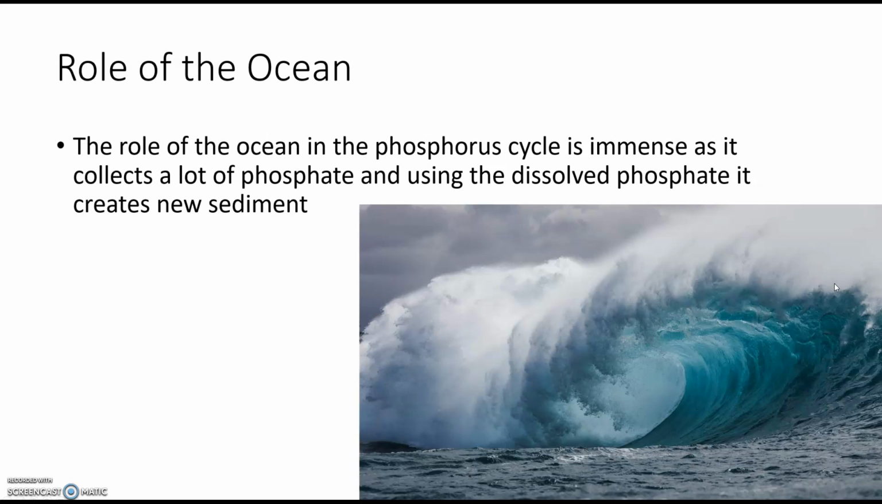And the role of the ocean is huge. The role of the ocean in the phosphorus cycle is immense, as it collects a lot of phosphate, and by using the dissolved phosphate, it creates new sediment over time. A long time, but yes.